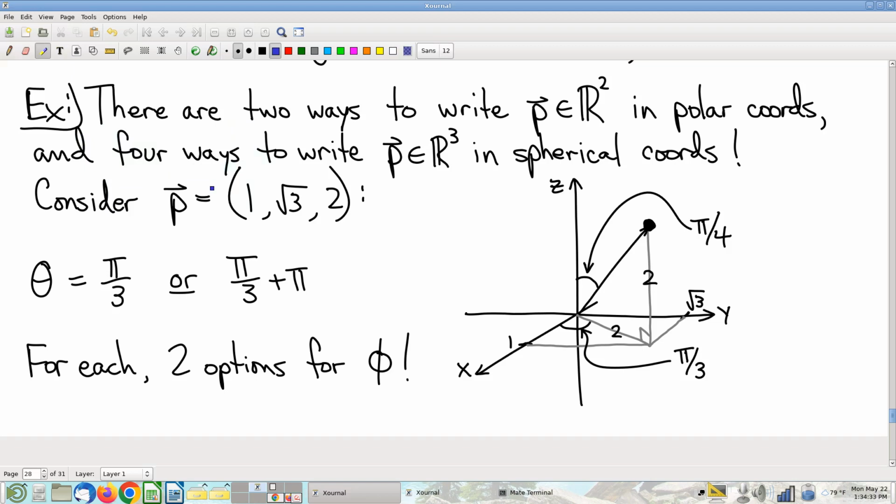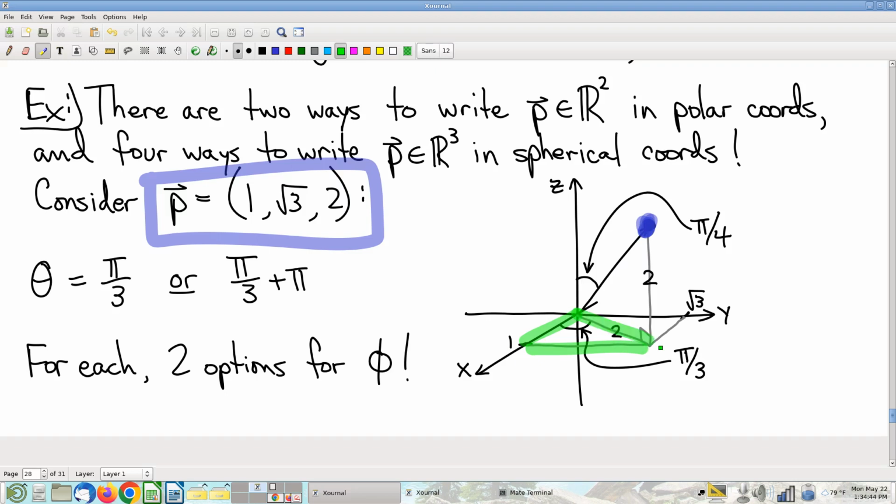So let's think about this point right here. You'll notice I've picked some convenient numbers. That distance is 1. That distance is the square root of 3. That makes that distance 2. That distance there being 2 makes this angle conveniently identifiably pi over 4, et cetera. So the geometry here that gives us these angles and these distances is pretty boring. Just a little bit of geometry in 3D.